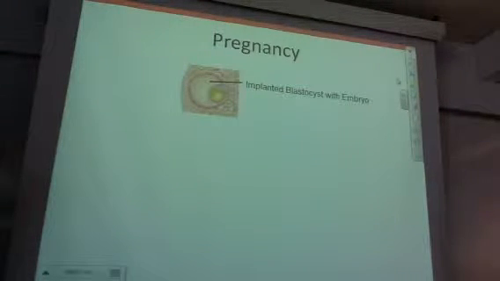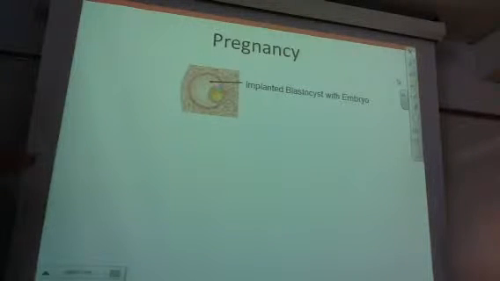And this structure, as it says, implanted blastocyst, and the blastocyst would also include some of the structures out here. It started by sticking to the lining and then eating its way in, digesting its way in, and the endometrium closes behind it, like closing a door behind it as it comes in.